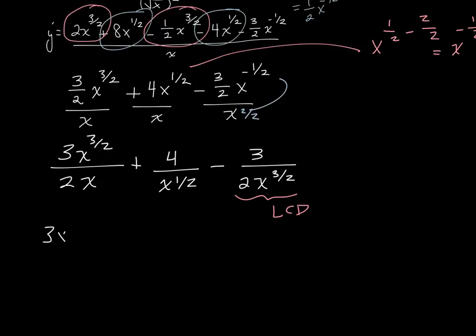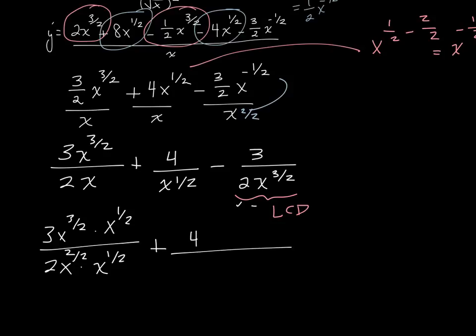So I have 3x to the 3/2 all over 2x. I already have a 2. I have 1x, but I need 3.5. So I need to add another half, right? Because that's 2 over 2. And so I do the same thing there.